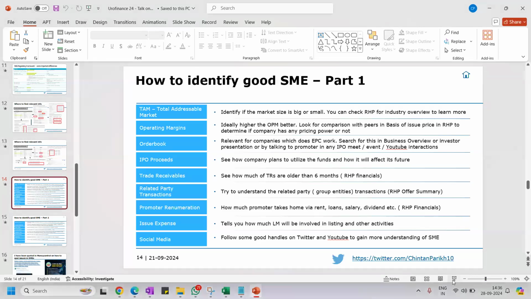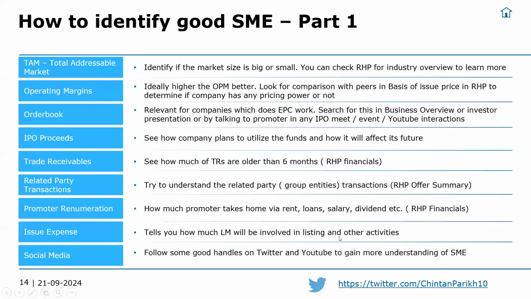So let's start with the first point, the total addressable market. Basically, in SME, since the company is very small, initially like 100 crore or around 200 crore, we need to look at the market size which the company operates in. If the market is big enough, then this particular company will also find its niche and receive orders, eventually growing by leaps and bounds because of the very small base the company has.